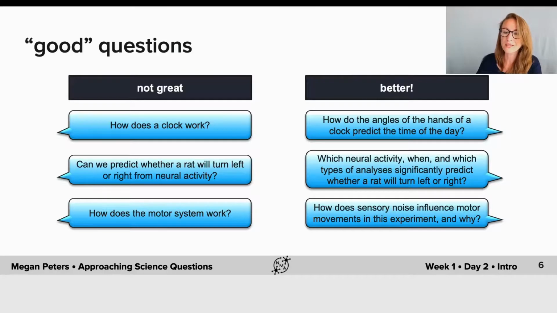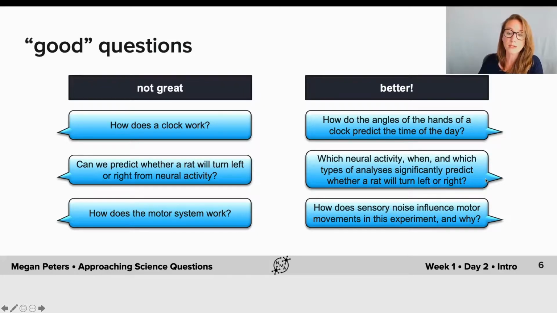This is also kind of a yes or no type of question, but it doesn't say what counts as prediction. Do we care whether one neuron's spiking is less when the rat turns left versus right? Or is it the population activity that we're interested in? Is 52% prediction accuracy sufficient, or maybe 54%? So a better question to ask is, which types of neural activity, when, and which types of analyses significantly predict whether the rat will turn left or right?